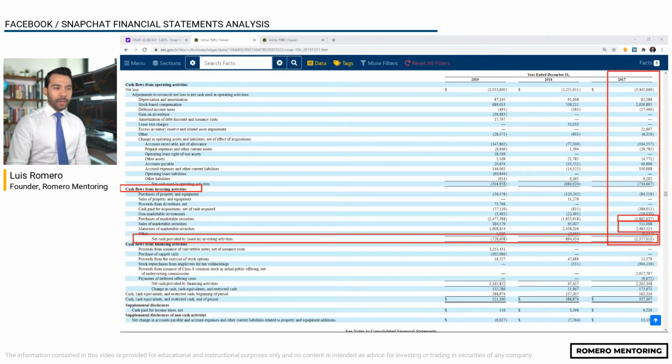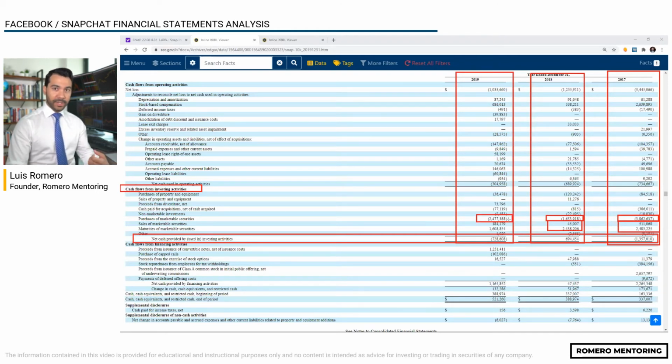Fine. Look at what happened in 2018. They bought $1.6 billion in marketable securities, and then some of them matured and they sold some of them as well. Fine. Then in 2019, now this is 3 years in a row, they increased the amount to $2.4 billion that they purchased in marketable securities. But then some of them matured and they sold some of them. You're seeing it down here. So they're basically engaging a lot in buying and selling short-term securities.